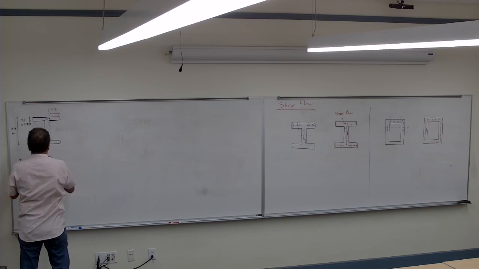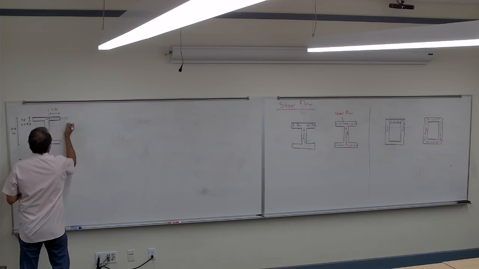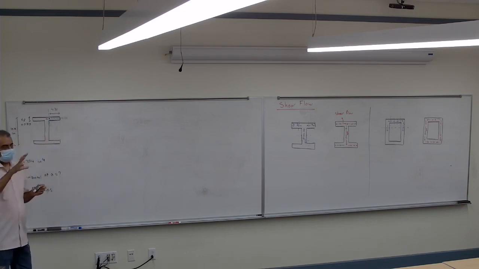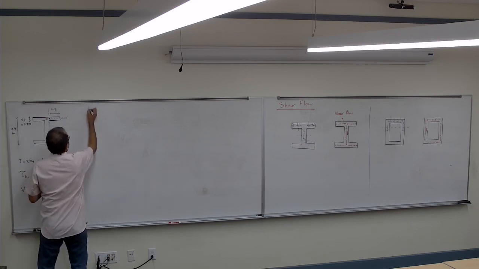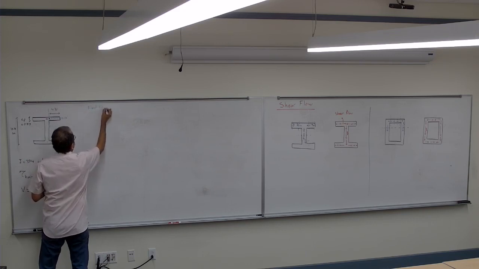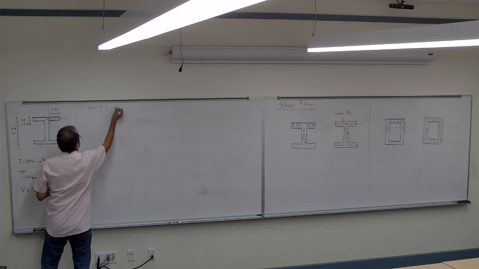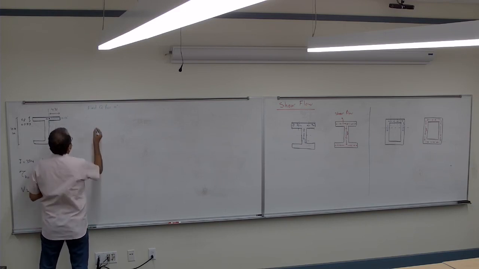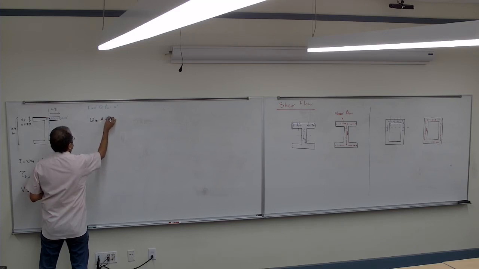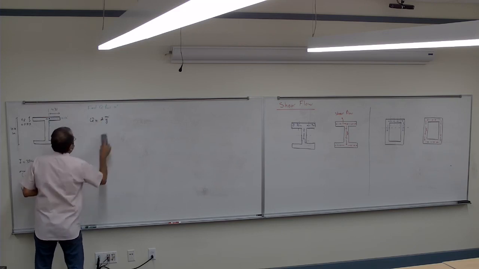And then I have to calculate everything for this area, correct? If this is the A prime, I have to calculate everything for that A prime. So the first thing that I need to do is find the Q. So find Q for that area of the A prime. So the Q is A Y bar. So how much is the Y bar there?